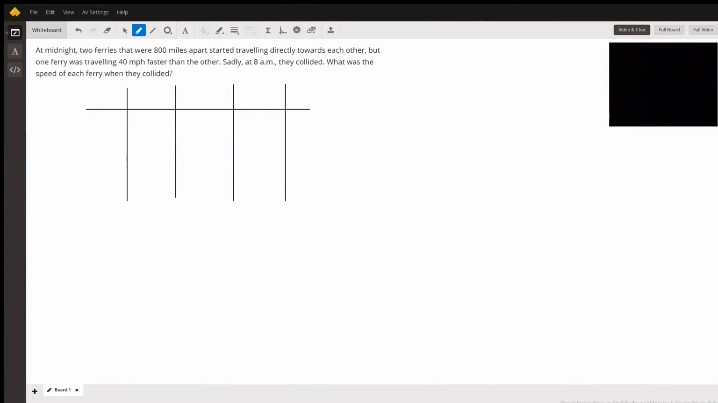At midnight, two ferries were 800 miles apart and started traveling directly towards each other, but one ferry was traveling 40 miles per hour faster than the other. Sadly, at 8 a.m. they collided. What was the speed of each ferry when they collided?